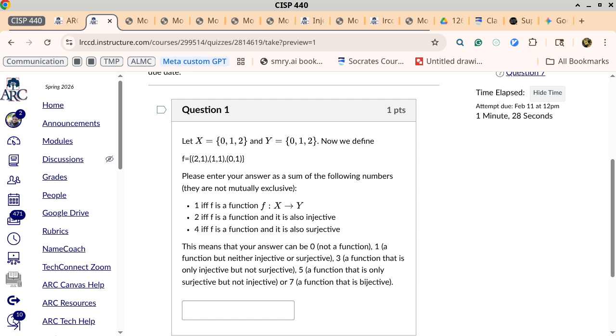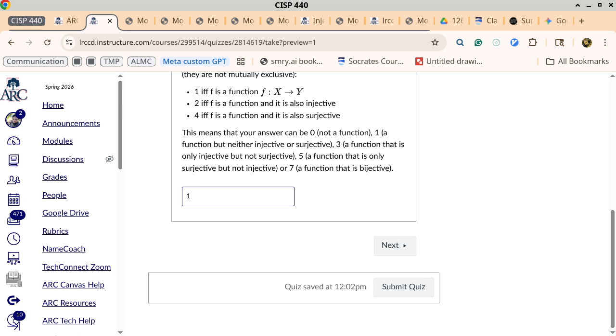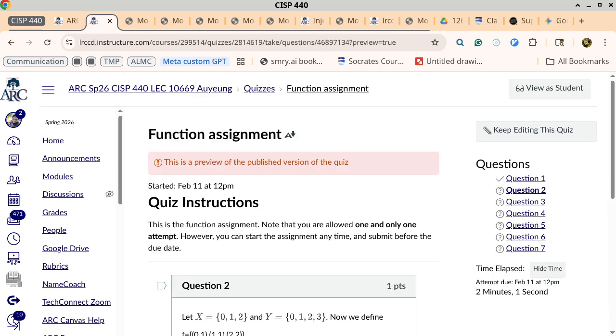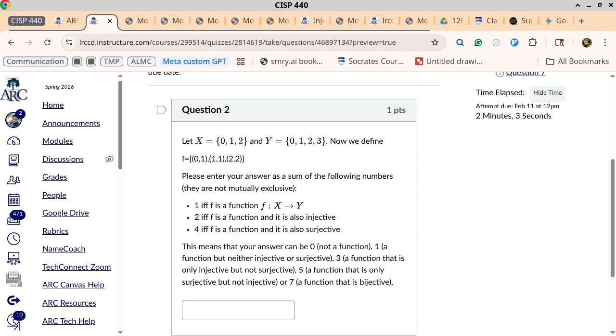And then number four is, if you have to add four if and only if f is a function and it is also surjective. In this case, it is also not surjective because surjection means every element in the codomain should be mapped to. So in this case, it should only be a one. And by the way, your questions may not look like this because I just kind of randomly distribute all the different possibilities. But the way to answer the questions will still be the same. All right, so that's one, and then we move on to the next one, which looks pretty much the same, except this one has got one more element in Y.